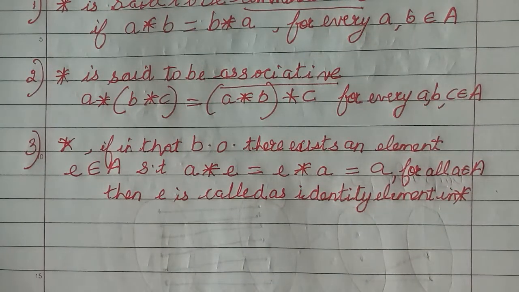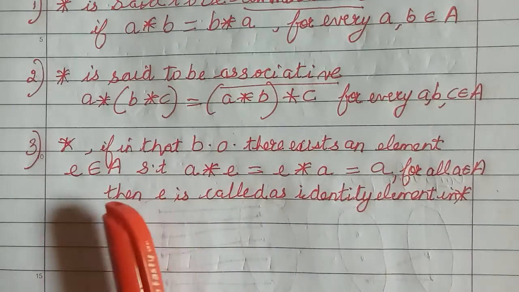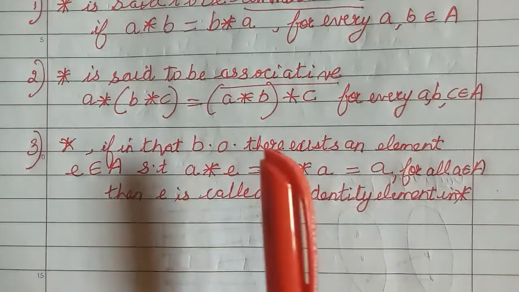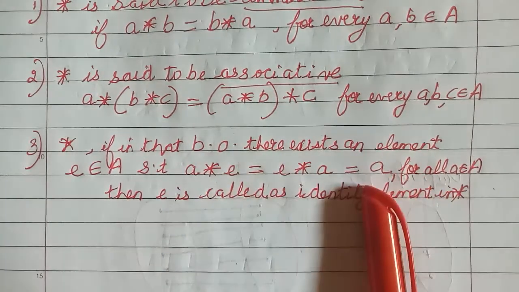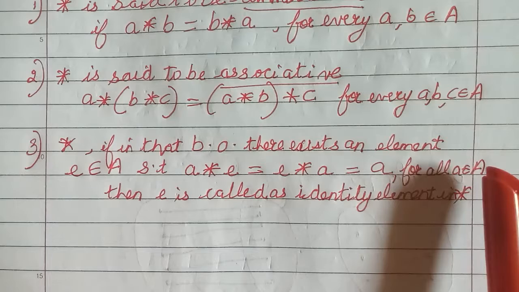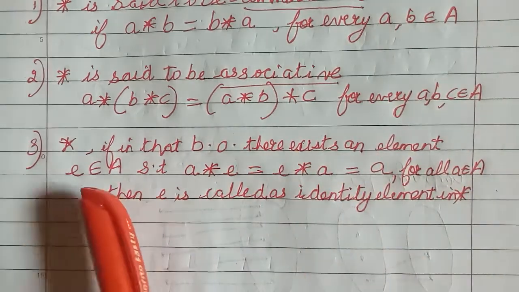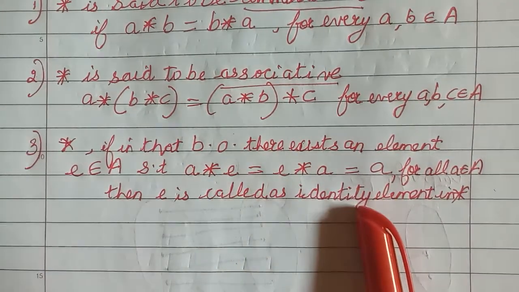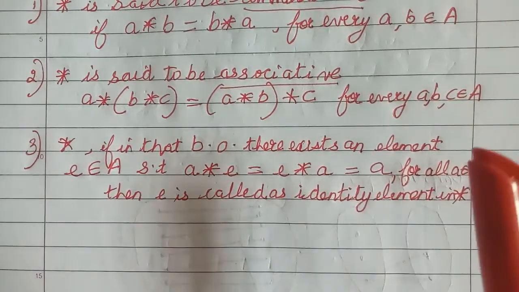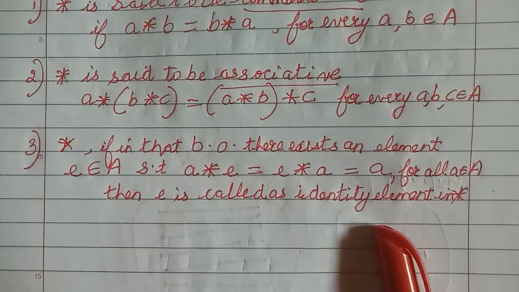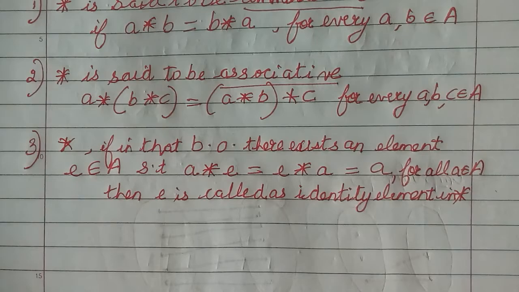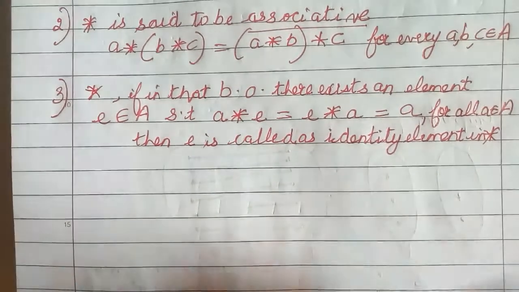And identity, you know that identities are always unique. If there exists an element E belongs to A such that A star E is equal to E star A is equal to A, not for one A but for all A, this identity E is working, then E is called the identity element and it is one and only one identity element in star. Okay, identity elements are unique.